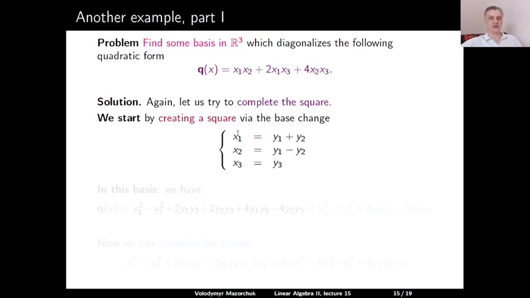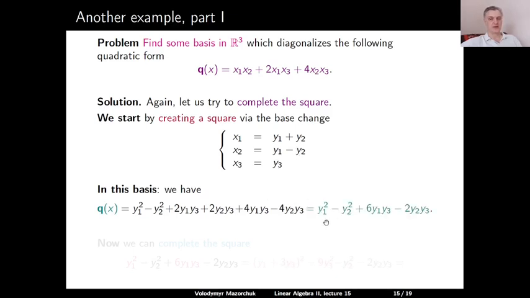We look at new coordinates y1, y2, y3, such that x1 is y1 plus y2, and x2 is y1 minus y2, and x3 is equal to y3. With these new coordinates, we have the following expression for Q. From here, we get y1 squared minus y2 squared, so this is x1, x2. Then from the second summand, we have 2y1y3 plus 2y2y3. And from the last summand, we have 4y1y3 minus 4y2y3. So this simplifies to y1 squared minus y2 squared plus 6y1y3 minus 2y2y3.